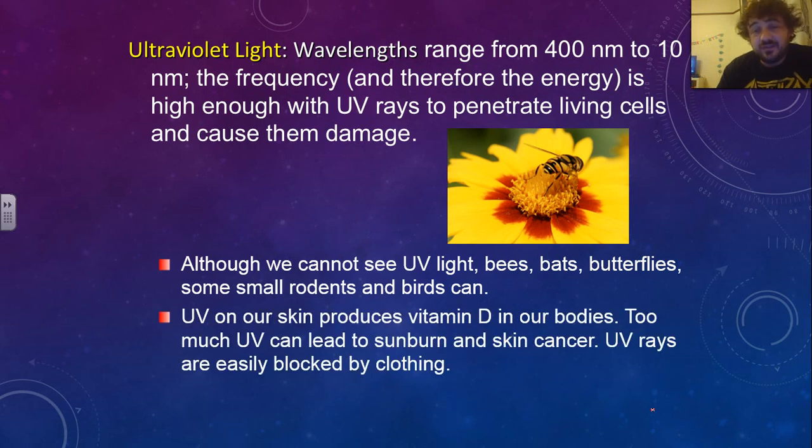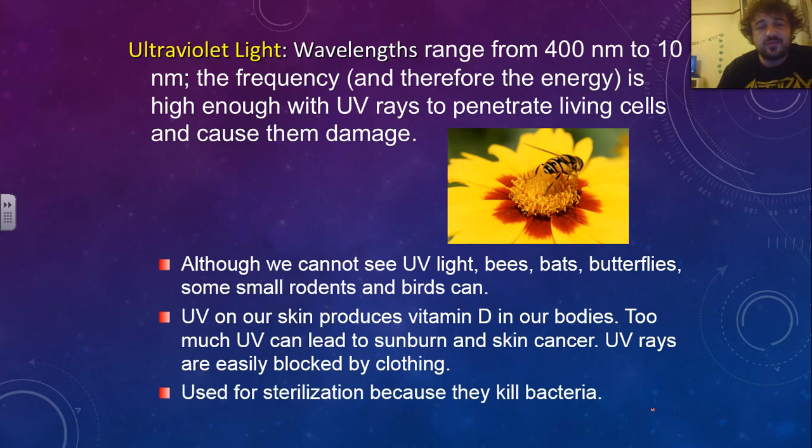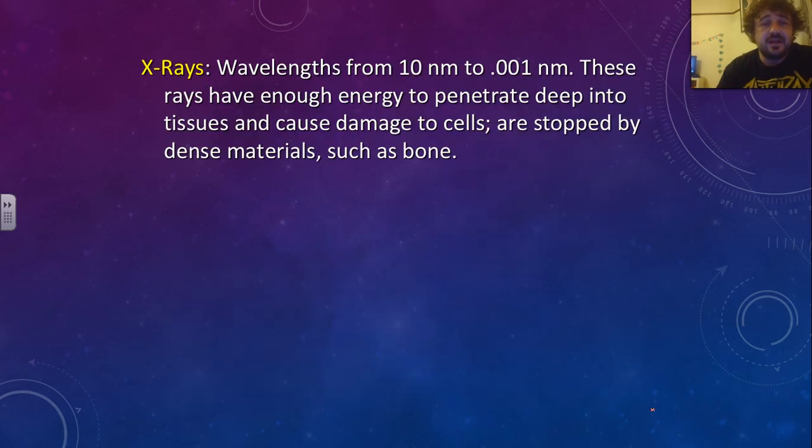So we actually use UV on our skin to produce vitamin D, but too much can cause all sorts of problems. And we can use it to sterilize, basically because it kills bacteria. So if you ever see stainless steel equipment under a UV light, it's usually being put there to sterilize it.